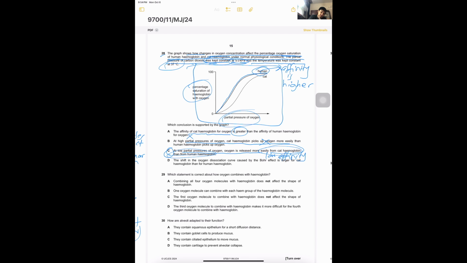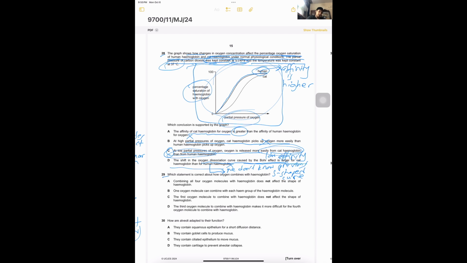Should be C. The shift in the oxygen dissociation curve caused by the Bohr effect is larger for cat. That is also wrong, so we move on. Let me give a brief reason why this is wrong as well. We don't actually know the original S-shaped curve. We don't know the previous S-shaped curve because they have not given it to us, so we cannot deduce from here if the Bohr effect was larger or greater for either one.